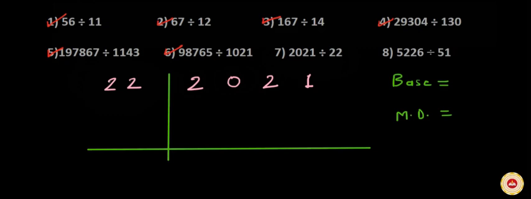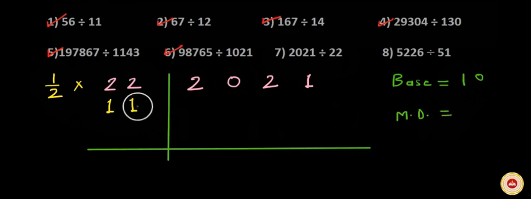Multiply this divisor 22 by 1 upon 2 so that you get 11. Now this 11 is near to the base. Nearest base for this 11 is 10. Now this 11 is our divisor now. So what is nearest base for this 11? 10. Okay, what is modified divisor for this 11?